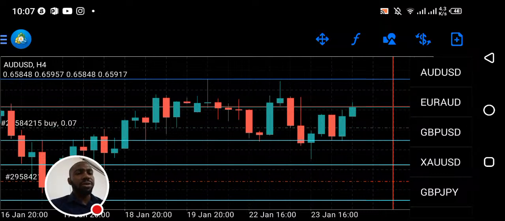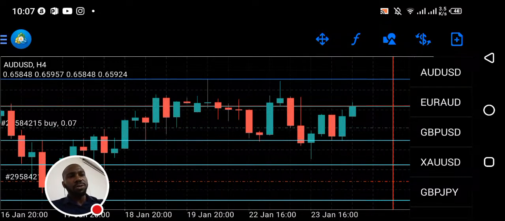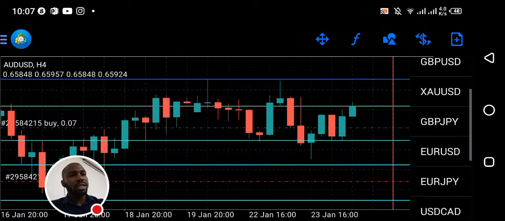As you know, it's positively correlated with Australian dollar USD and GBP USD. So if we are looking for buy opportunities on Australian dollar USD and GBP USD, we should also look out for buy opportunities on New Zealand USD and Euro USD. But let's just look at the chart.